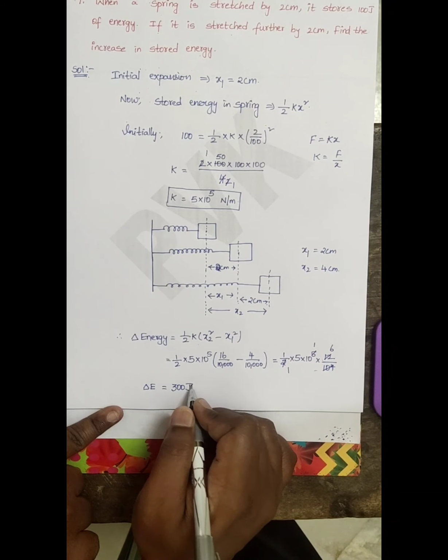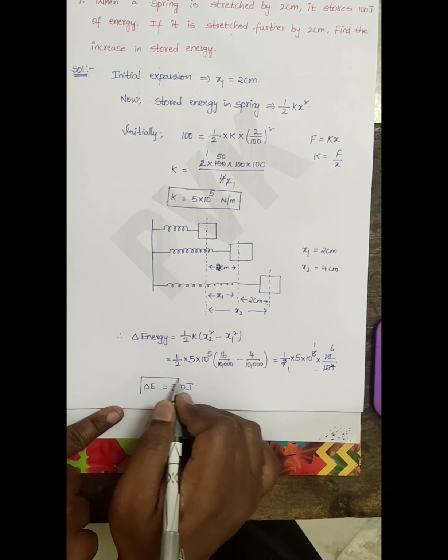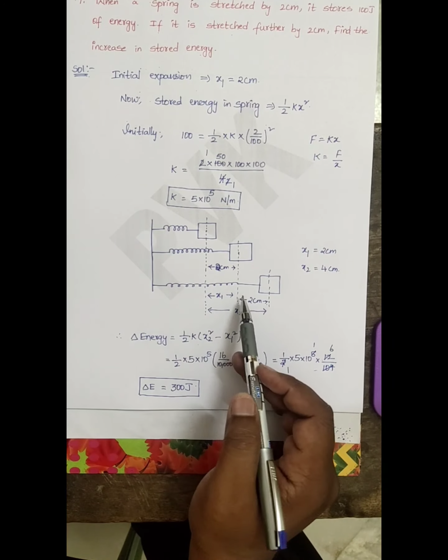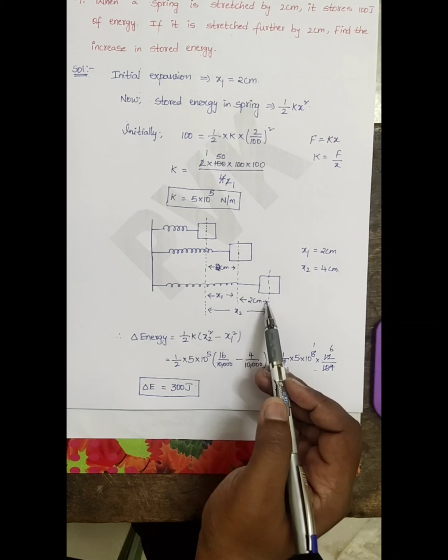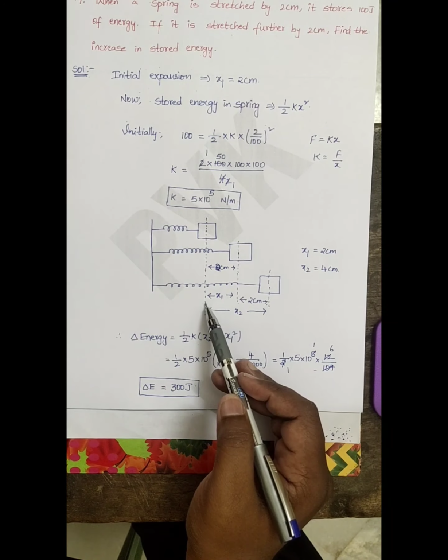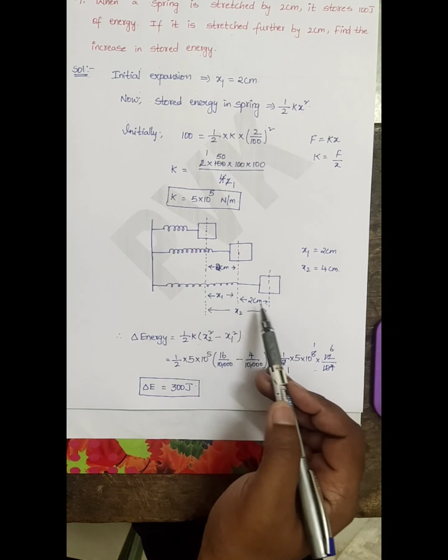300 joules of energy is the excess required to stretch the spring from 2 centimeter by another 2 centimeter, that is overall 4 centimeter expansion from its original or normal position.